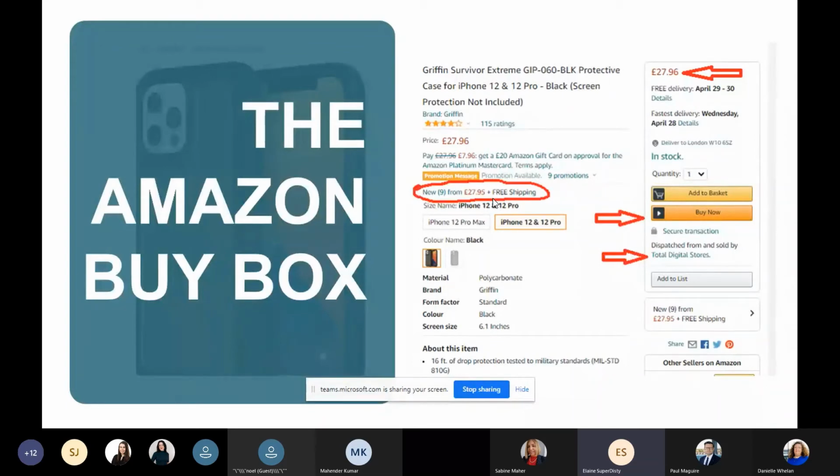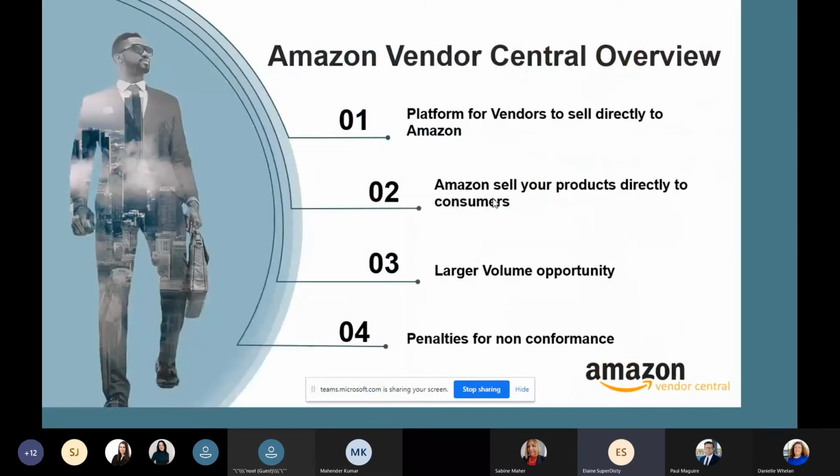How you manage your customer, the whole customer experience, is paramount to your success on Amazon Seller Central. So Amazon Vendor Central is a platform that allows vendors to sell directly to Amazon. This one is by far the bigger opportunity, the most instant bigger opportunity. It's an invitation only platform.